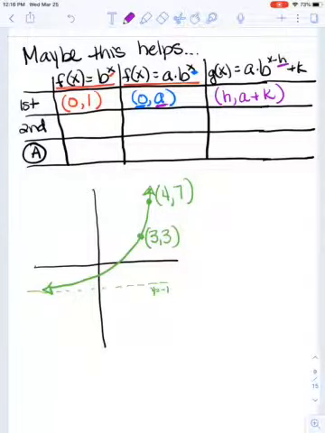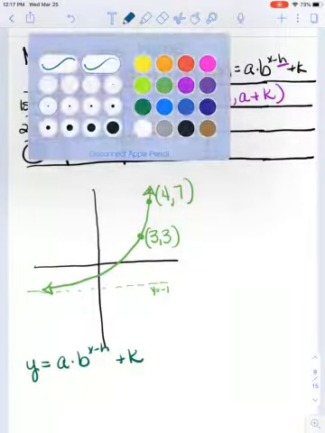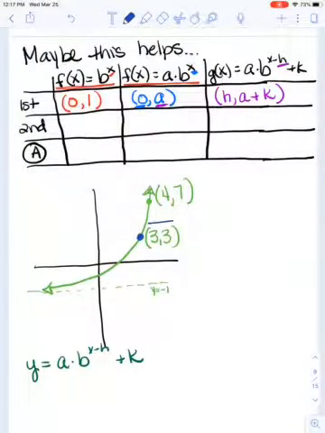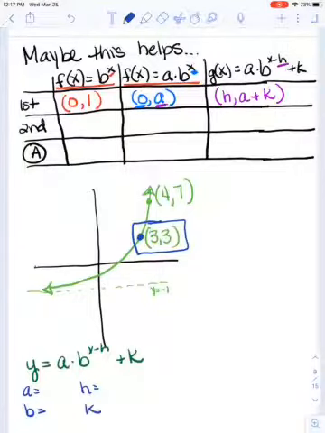And why is that helpful? Well, if I go down to the green one here, I need to find a times b to the x minus h plus k. My first reference point there is 3, 3. So what can I come up with right away is my h value, because I need to know a, b, h, and k.